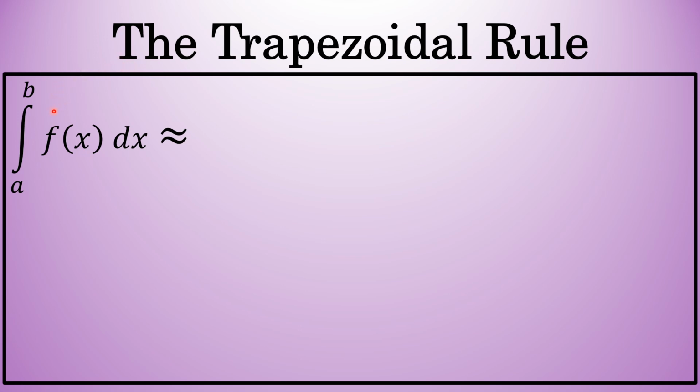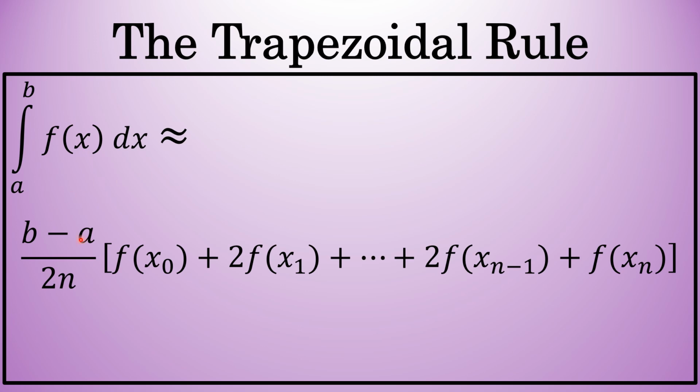The trapezoidal rule states the integral from a to b of f of x dx is approximately equal to b minus a over 2n times the quantity of f of x sub 0 plus 2 times f of x sub 1 plus 2 times f of x sub 2, and so on until the next to the last term, which has a coefficient of 2, and the last term, f of x sub n, does not have a coefficient.